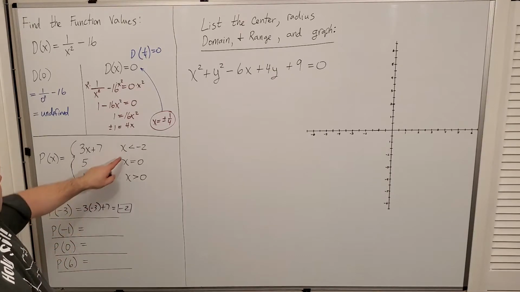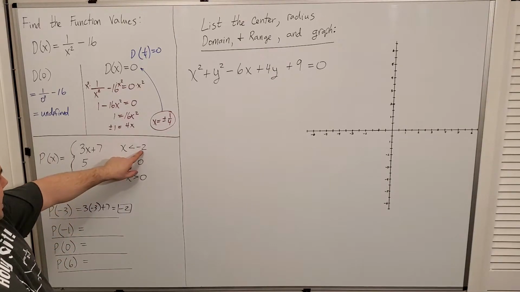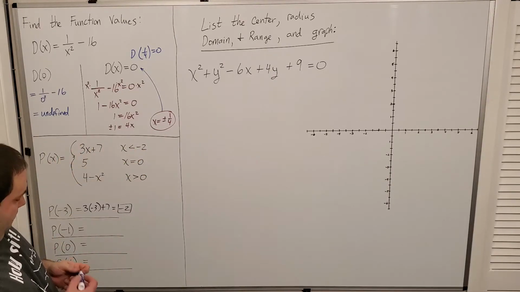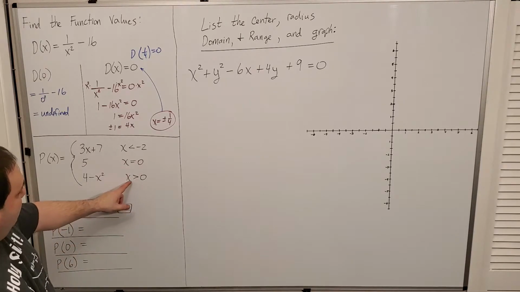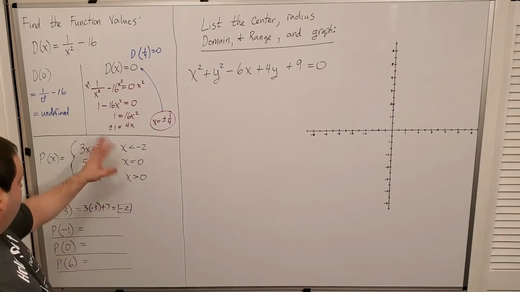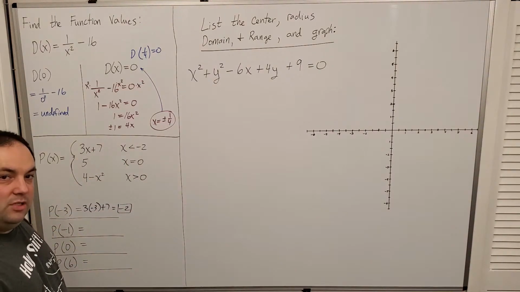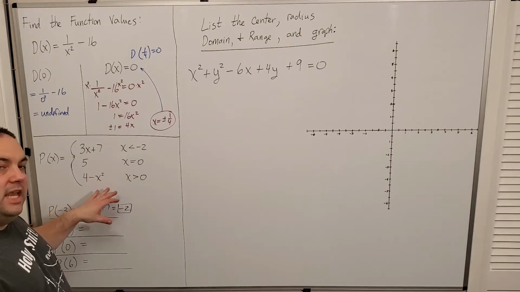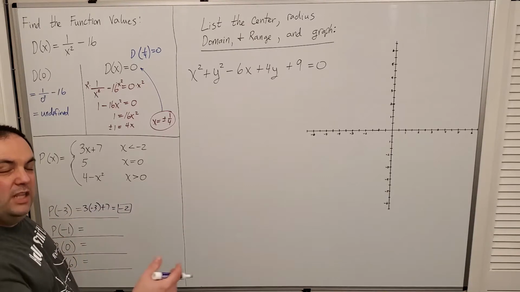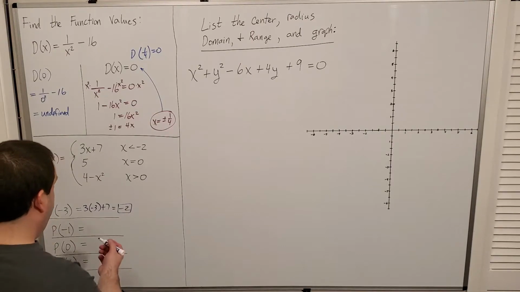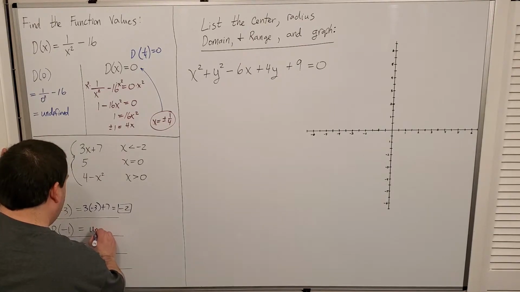-1. -1 is not less than -2, so I can't use the top one. -1 is not equal to 0. -1 is not greater than 0. -1 doesn't fall into any of those decisions. So that means I can't use any of the pieces. Technically what that means is -1 is not in the domain of the function p. So we'll just put undefined.